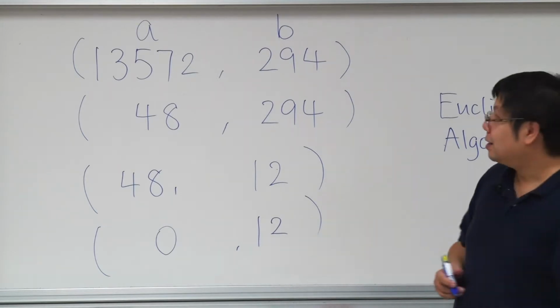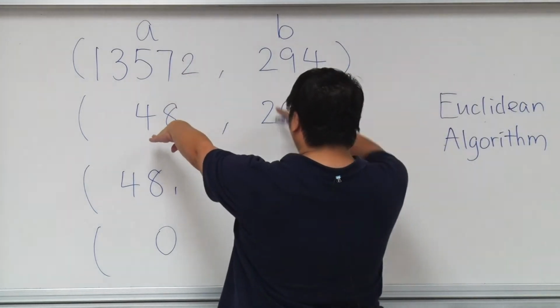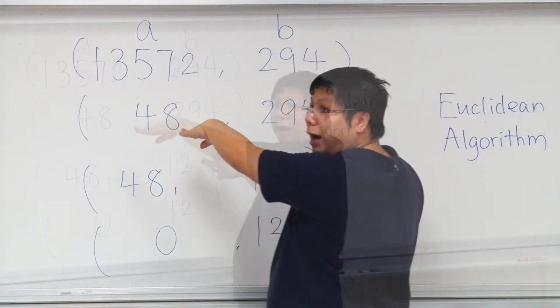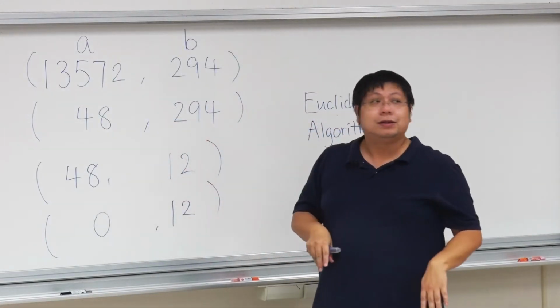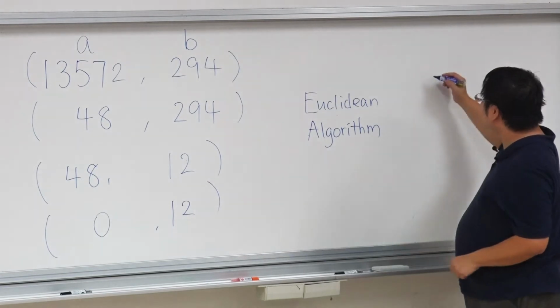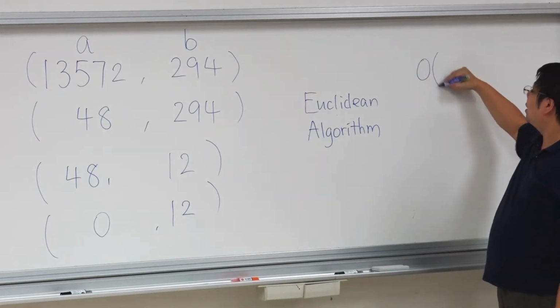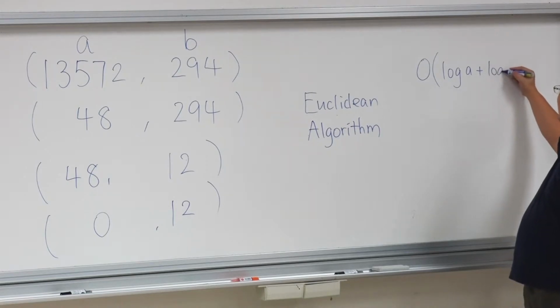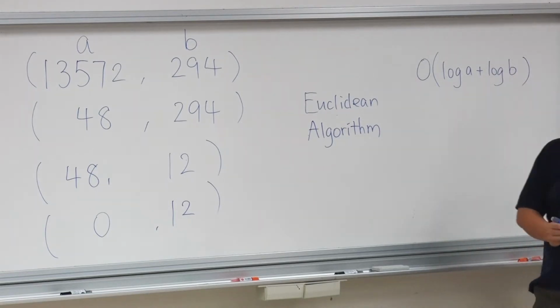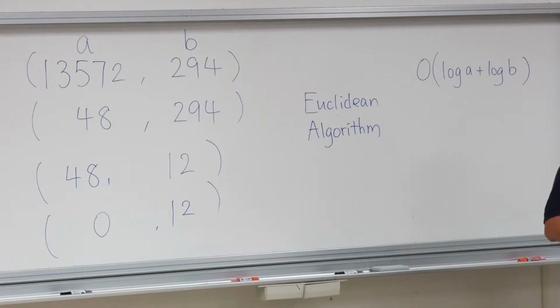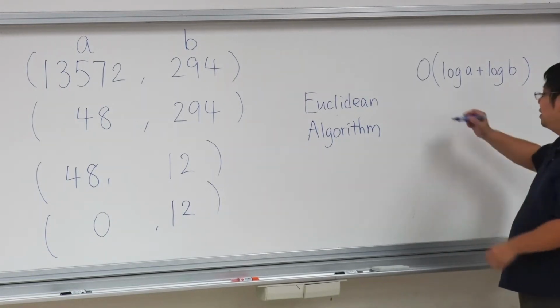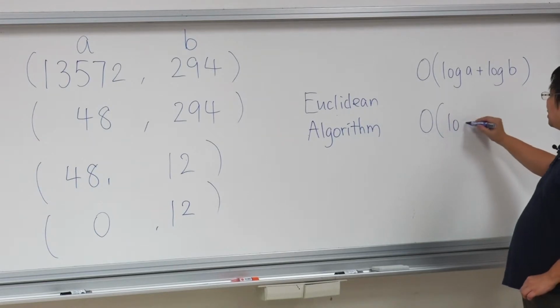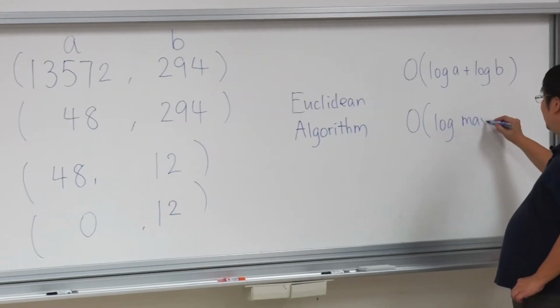Is that okay? So each time A goes down into half, B goes down into half, and so on and so forth. So the total number of steps is going to be bounded by order of log A plus log B. You only have log A steps, log B steps to go down. Usually we will just write it down as log of the max of A and B.